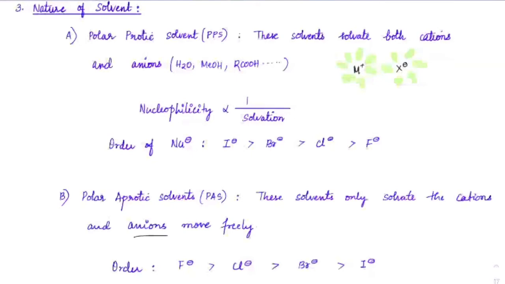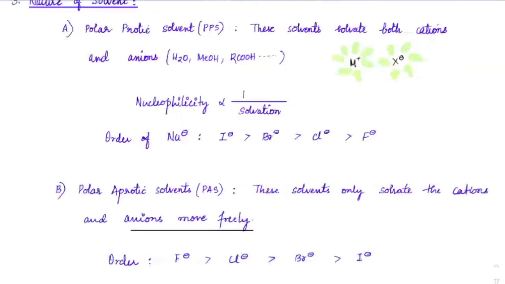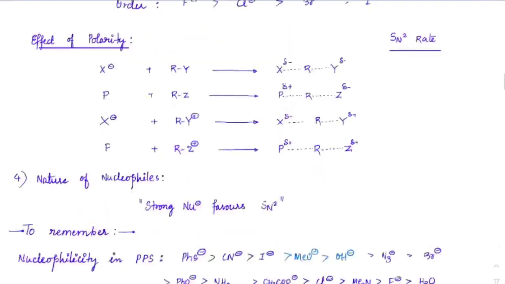Now this is a very important part. This is something which you know already, so I'm just skipping it around. Even if you don't write, that is okay. You can just mention that nucleophilicity would decrease in polar protic solvent. It will increase in polar aprotic solvents. Check this point. This is very important.